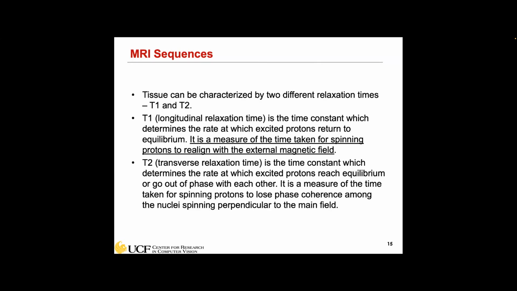Tissues can be characterized by two different relaxation times, T1 and T2. T1 is the time constant which determines the rate at which excited protons return to equilibrium. It is a measure of the time taken for the spinning protons to realign with the external magnetic field, right? If you remember, at the beginning of the video I showed you, the magnet will generate that external magnetic field, which makes your body protons align with that magnetic field.